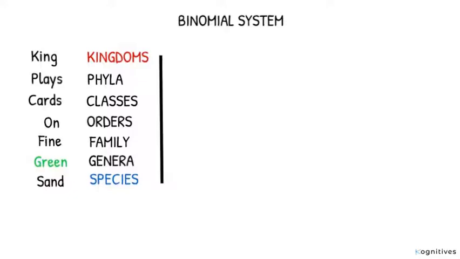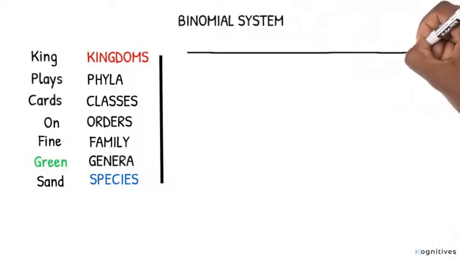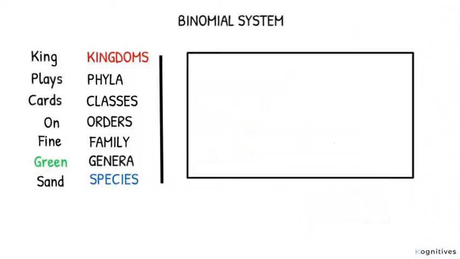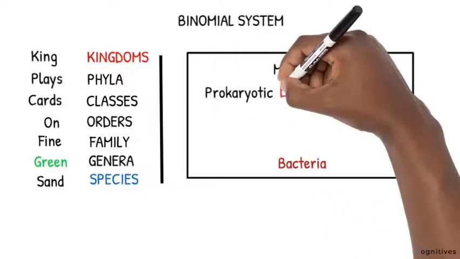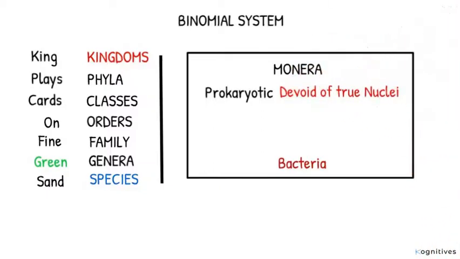In biology, organisms are arranged into five major kingdoms. The first one is kingdom Monera. Kingdom Monera comprises bacteria and other similar organisms. These organisms are prokaryotic, which means that they are devoid of true nuclei and membrane-bounded organelles.